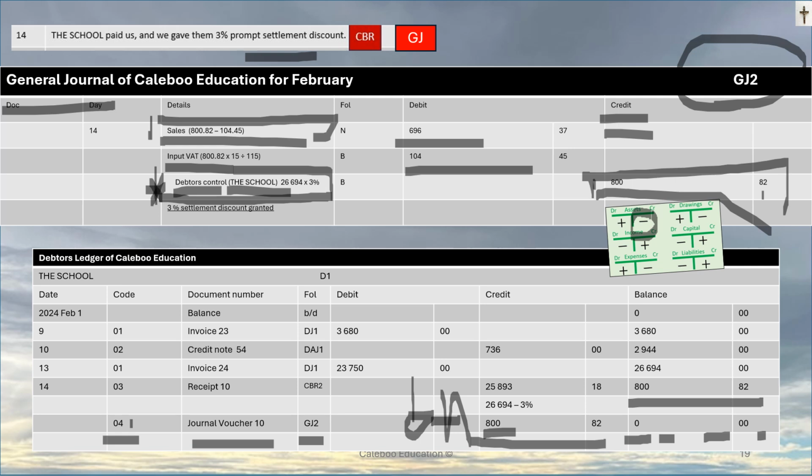The debtor, the school, settled their debt with us. So that means now the balance is 0. We received 25893, and then we also need to record the fact that the school got discount, and that results in a 0 balance for the school in the debtor's ledger of Caleboo Education. So there the discount was accounted for.